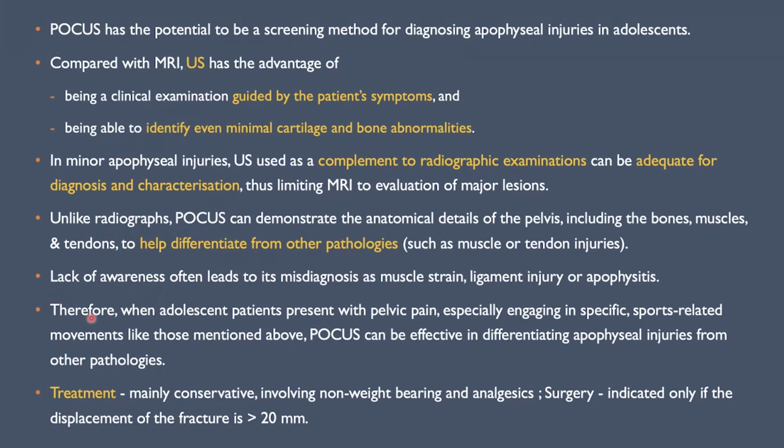Lack of awareness of the presence of these apophyses and apophyseal injuries can lead to misdiagnosis, such as muscle strain or ligament injury. So again, when an adolescent patient presents to you with pelvic pain or pain in the knee or elbow or anywhere where you know an apophysis is going to be present, especially when they are engaged in chronic overuse activities, especially sports related, then POCUS can be really effective in differentiating apophyseal injuries from other pathologies. The treatment of these apophyseal injuries is mainly conservative, especially when the apophyseal displacement is minimal or mild.